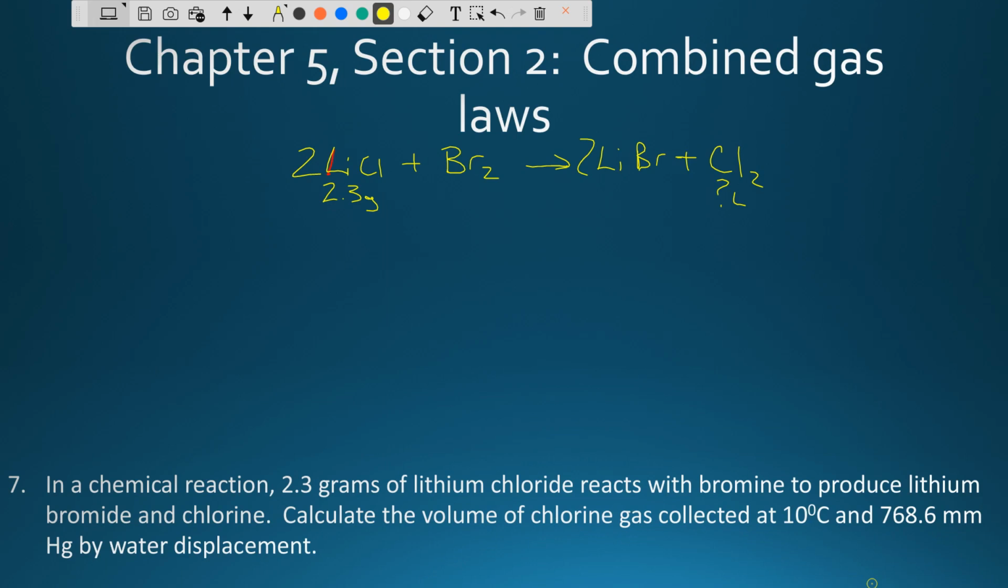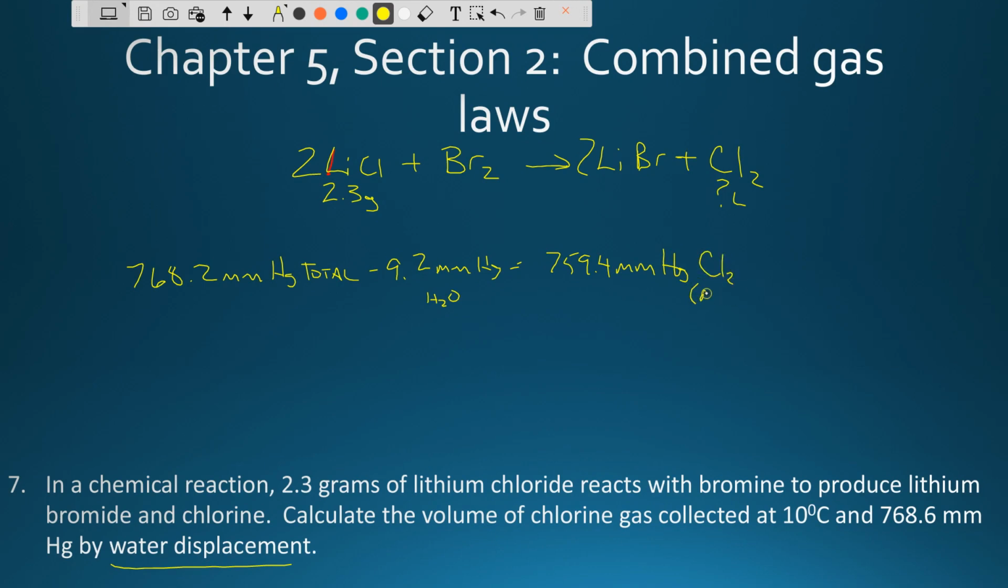We're at those conditions, and it is, in fact, once again, by water displacement. So with water displacement, remember we've got to subtract that off. Let's go ahead and do that. I had 768.2 millimeters of mercury total. And they're telling me that we're at 10 degrees Celsius. So if I just look that up on the charts, I'll see that I get 9.2 millimeters of mercury, and that's going to be of my water. And so what I'd end up with is 759.4 millimeters of mercury of chlorine, and that's just my dry gas.